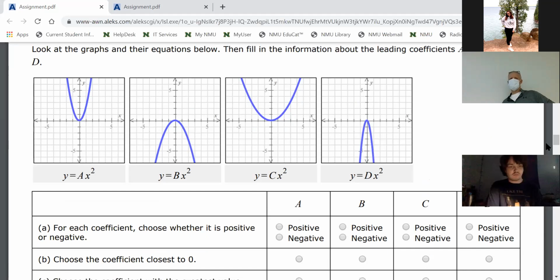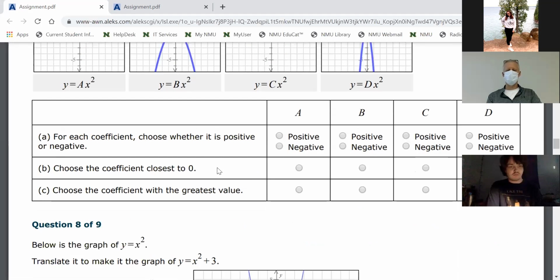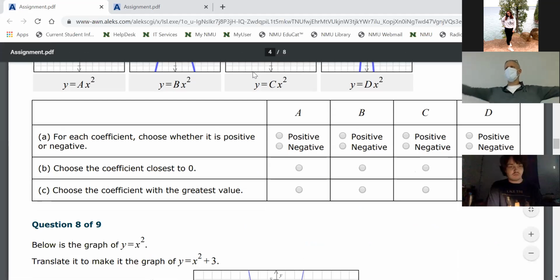I can't see the Zoom people giving thumbs up for, okay, anybody thumbs up for A? B? C? I'm picking C. It's the widest, so it's the one that's less than 1, more so than any of the other ones, okay? So the coefficient that's closest to 0 has to be C because it's the widest, so it's the smallest value. That's what makes it wide.